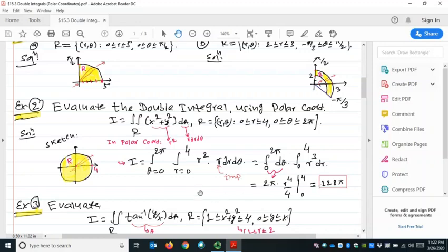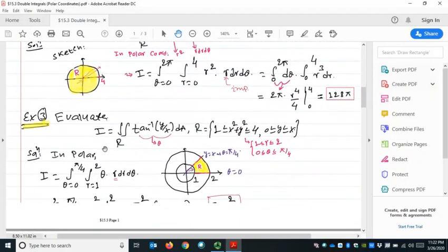Great. So let's move on. Let's do example 3. Evaluate the double integral over R of tan inverse y over x dA, where the region R is given this way: the set of all (x, y) where x squared plus y squared is less than or equal to 4 and greater than or equal to 1, meaning that's a circle of radius 1 and 2, and then y is in between 0 and x. So y equals 0 is the x-axis, y equals x is a diagonal line.